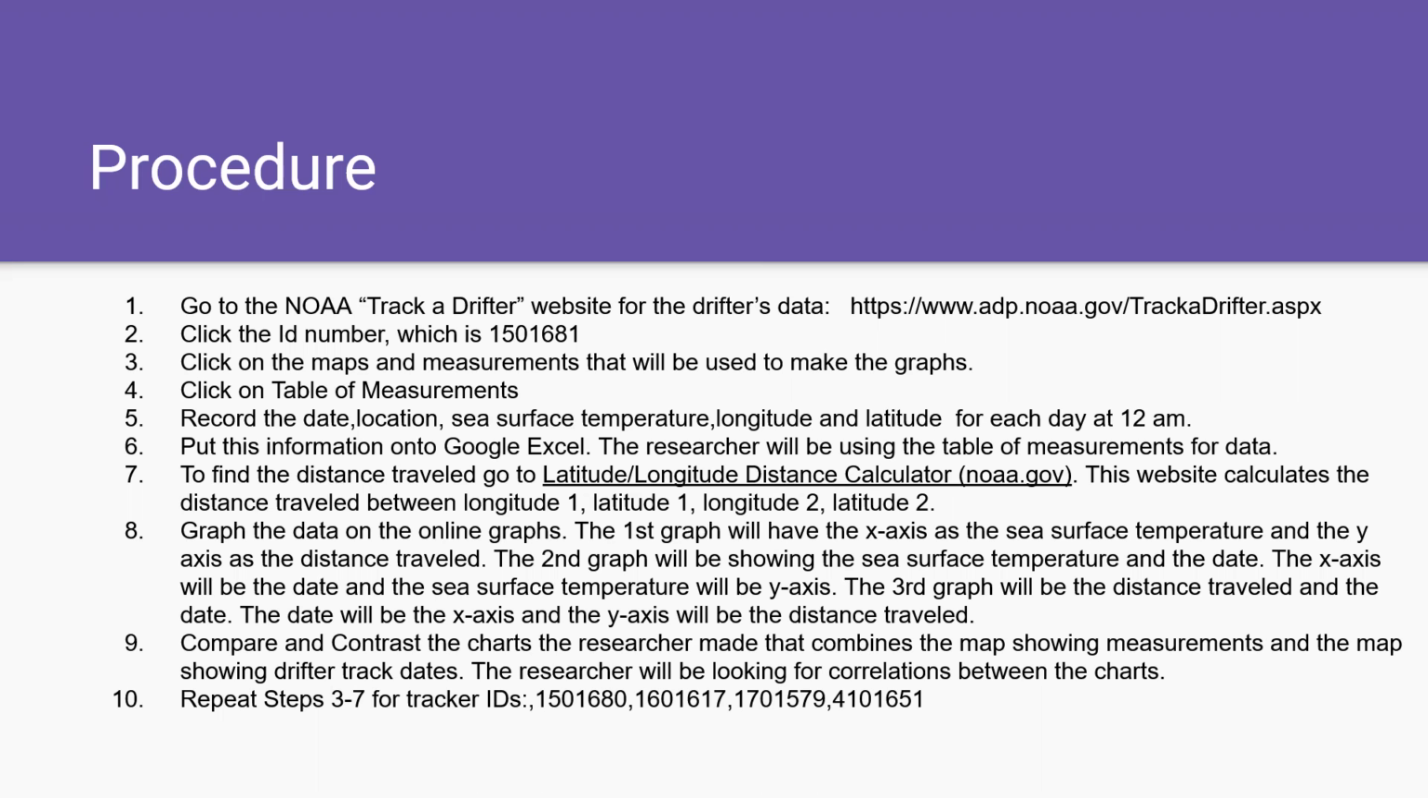The seventh step is to find the distance traveled. The eighth step is to graph the data on online graphs. The ninth step is to compare and contrast the charts. And the 10th step is to repeat steps 3 to 7 for the other drifters.